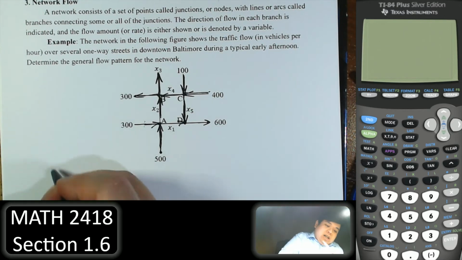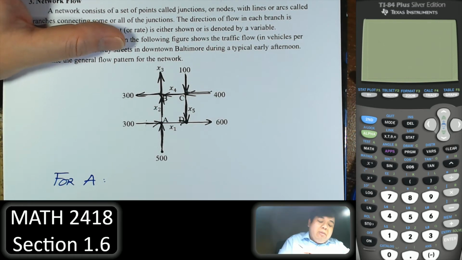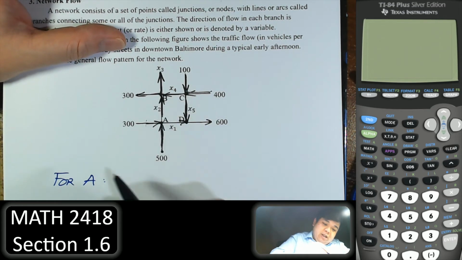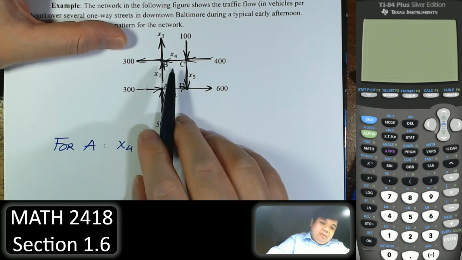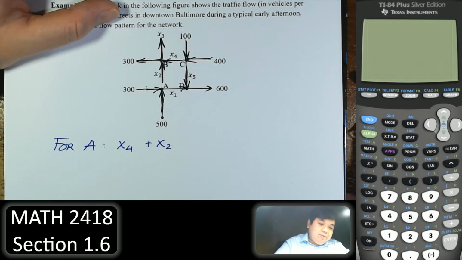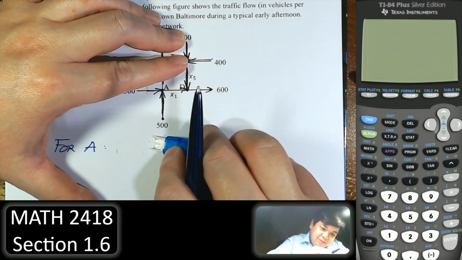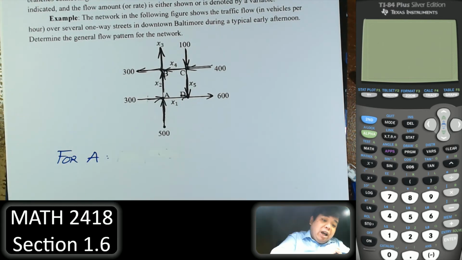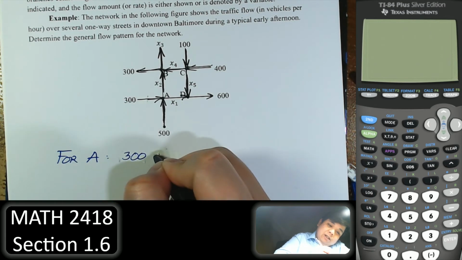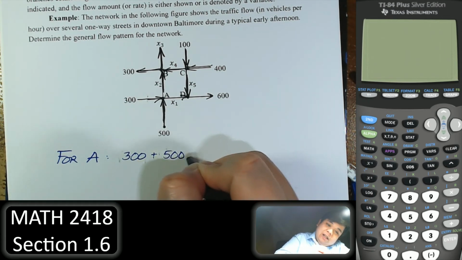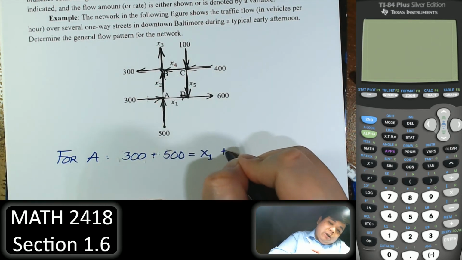So in that case, let's say for the node A, what is the total incoming traffic? It's going to be x4 incoming and x2 incoming, because that is the node B. Sorry. Right. For node A here, 300 coming in, 500 coming in, x1 out and x2 out.